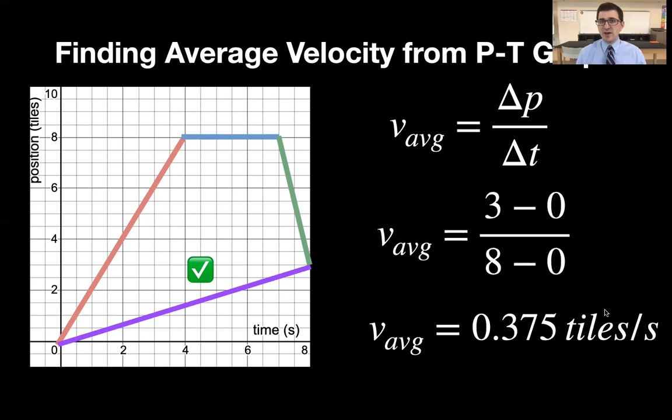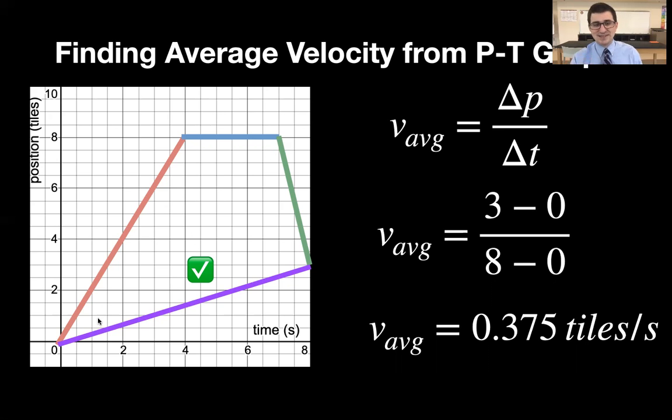So that is how you would find the average velocity from a velocity versus time graph or a position versus time graph. All you need to do is do the change in position over the change in time, the displacement over the change in time. And this makes sense because this is one object that has one velocity that represents the average velocity of all these other velocities over the time interval.